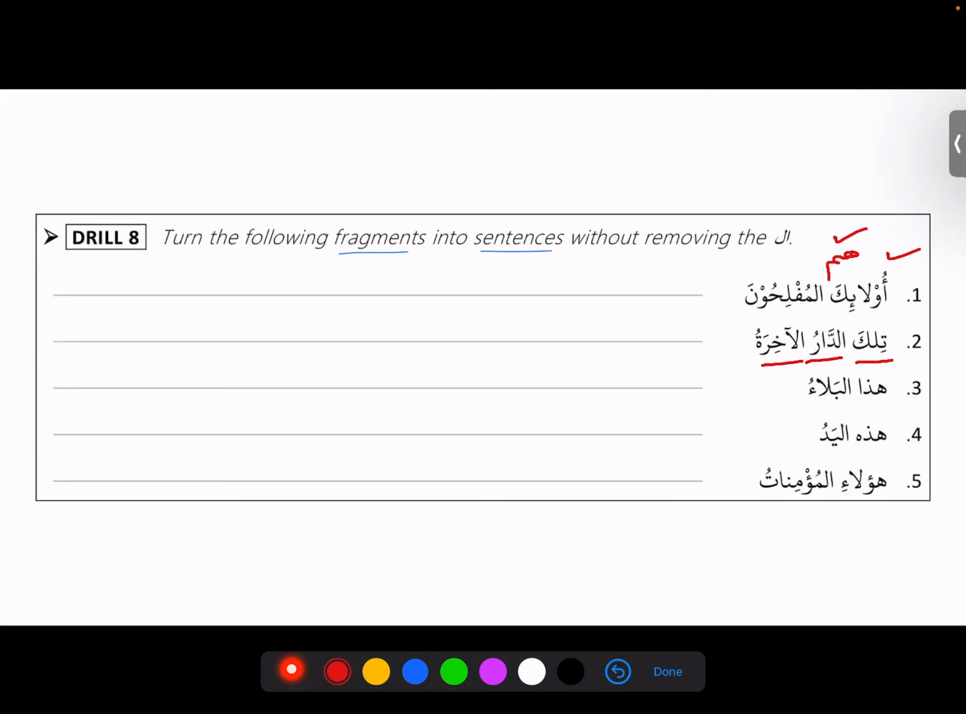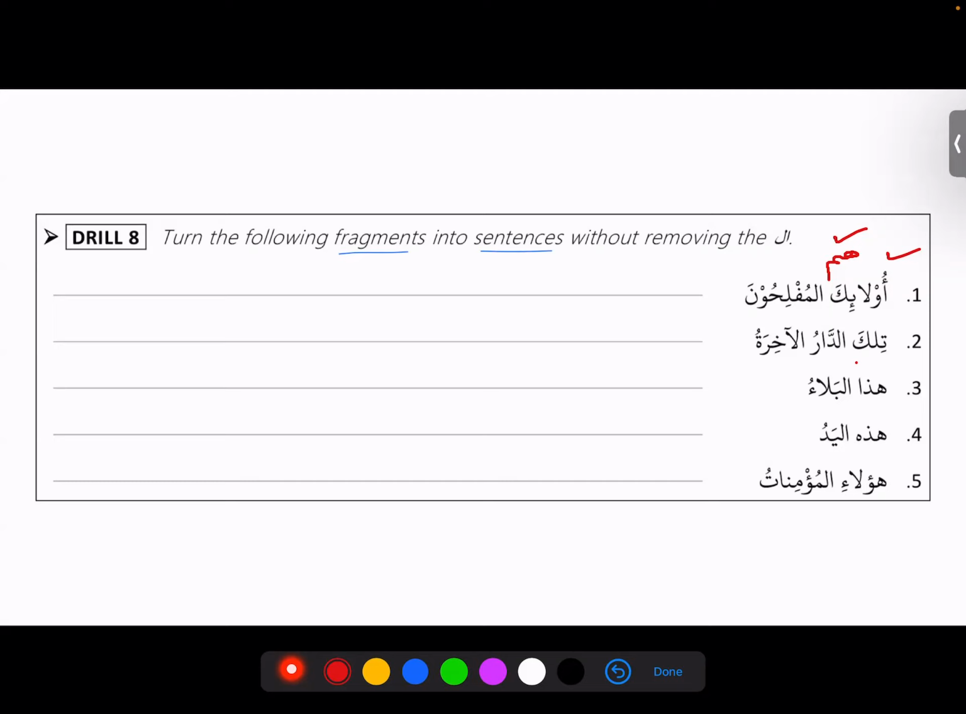No, I do not want to hear is, because then you are making a sentence. That house of the hereafter. That house of akhira. Okay. Now, I want to make it a sentence. How can we do that? Tilka huwa darul akhira.